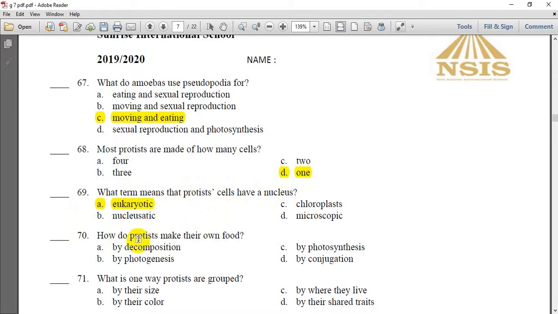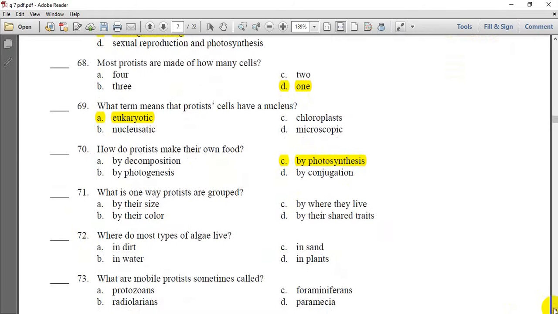Question 70. How do protists make their own food? Protists, like plants, make food by photosynthesis. Next question, 71. What is one way protists are grouped? Protists are grouped by their size, by their color, by where they live, or by their traits. Of course, we classify any kind of organism, not only protists, by their traits.